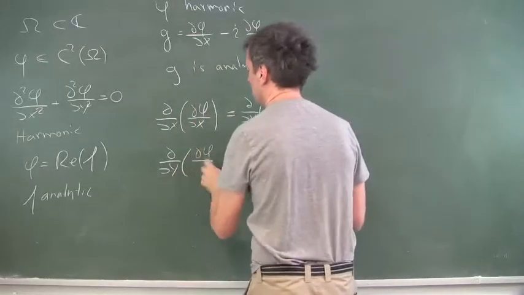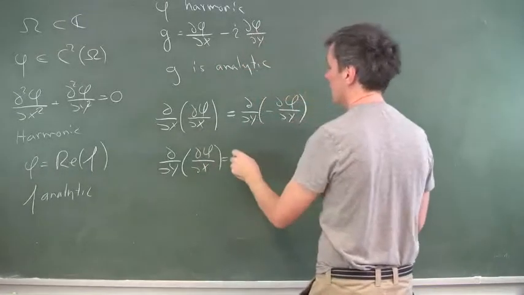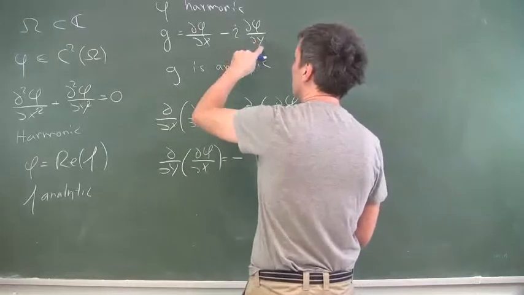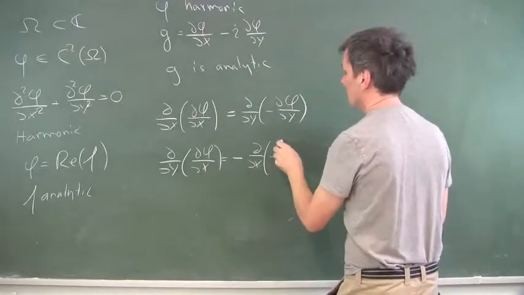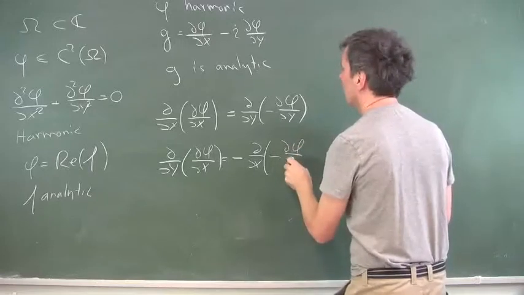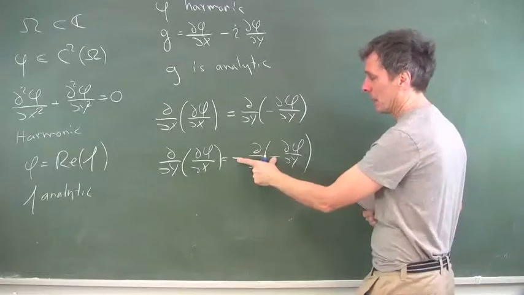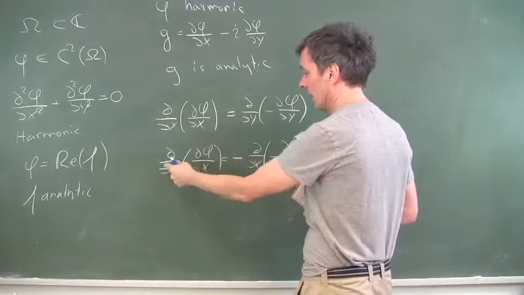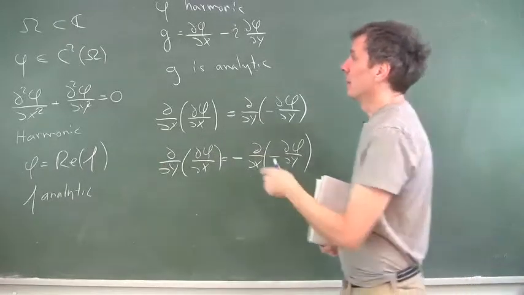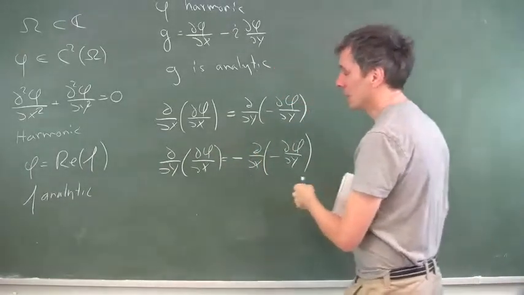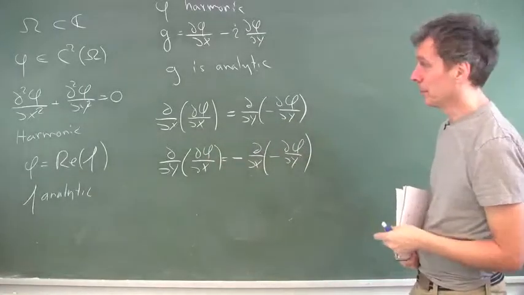Then the second Cauchy-Riemann equation states that if you take the y derivative of this real part, then this should be equal to minus the x derivative of the imaginary part, which is this then. And now these two minus signs cancel, and you see that this is just the fact that the mixed second order derivatives are equal for a C2 function.